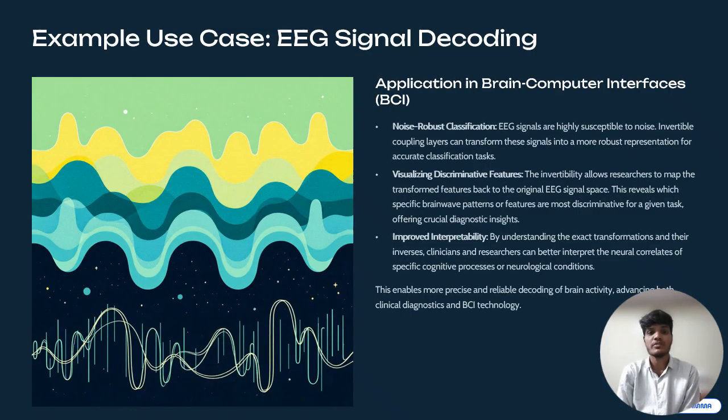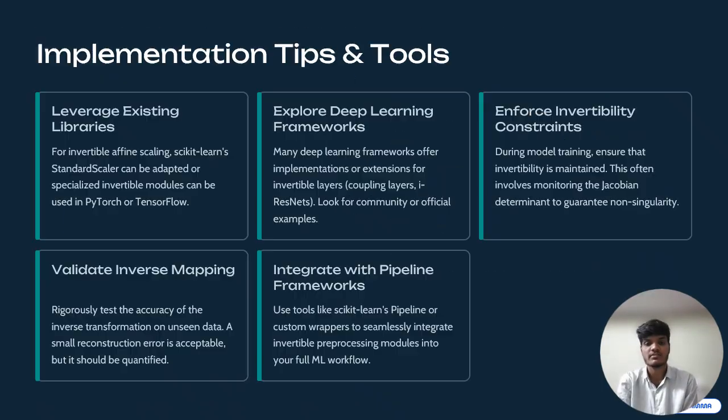Visualizing discriminative features. Here, the invertibility allows researchers to map the transformed features back to the original EEG signal space. This reveals which specific brainwave patterns or features are most discriminative for a given task, offering crucial diagnostic insights. Improved interpretability. By understanding the exact transformations and their inverses, clinicians and researchers can better interpret the neural correlates of specific cognitive processes or neurological conditions. This enables more precise and reliable decoding of brain activity, advancing both clinical diagnostics and BCI technology.